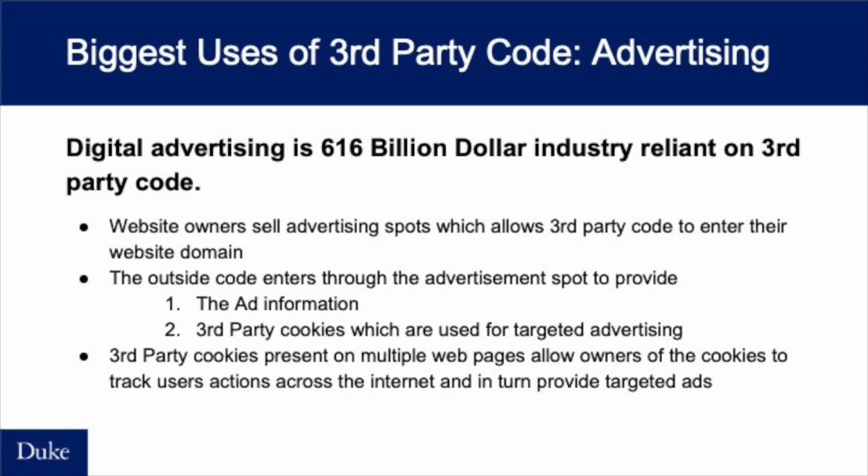Usually this outside code enters through the advertisement spots. Think of the local web page I showed you, where you saw advertising spots at the top and bottom. These spots contain the ad information and often contain third-party cookies, which are then used for targeted advertising. Third-party cookies are present on most web pages and allow owners of the cookies to track users' actions across the internet and in turn provide targeted ads.